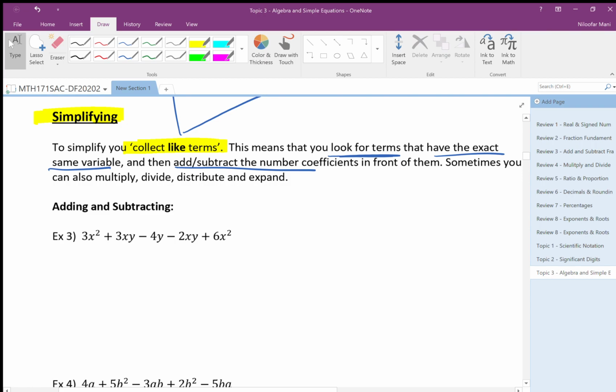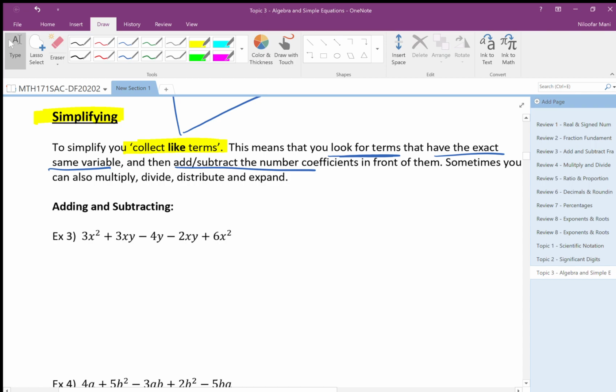Sometimes we have to do more. Sometimes I have to do also multiplication and division and distribution and expand. We will see those examples. They can be more complicated. In this case, for simplification, I recommend you do many practice questions. You can't say you know it unless you do so many practice, because this can be very easy and this can be very hard if you see something complicated.